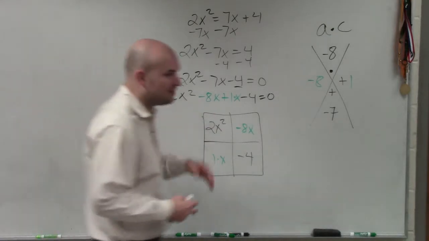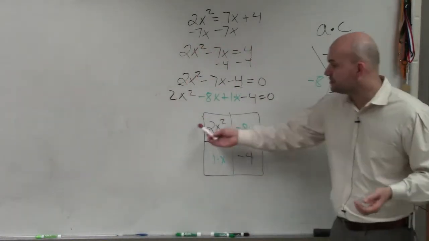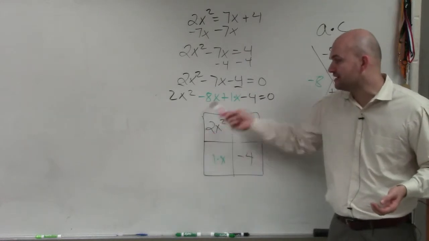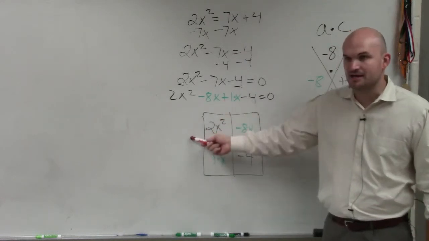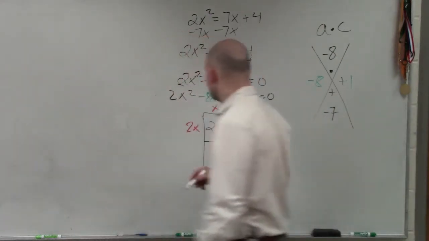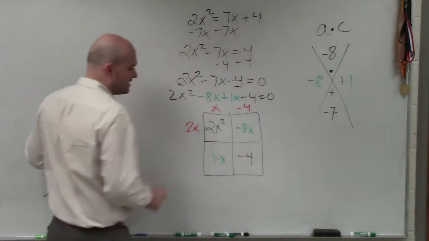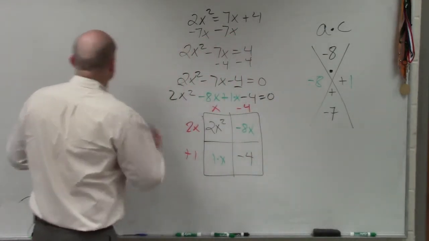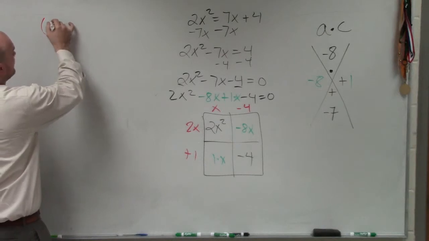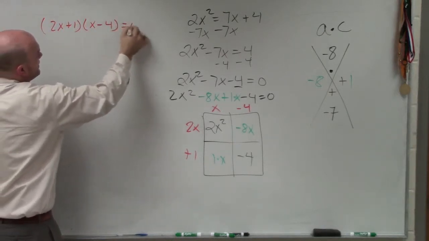All right, what two numbers multiply to give me 2x squared? Obviously, that's going to be 2x and x. Should I put the 2x and x here? Should I put the 2x here and x here? Or 2x here and x there? The first one. I'll help you with that. So then 2x times what gives you -8? That's -4. x times what gives you 1? That's +1. So therefore, I can now write that 2x plus 1 times x minus 4 equals 0.